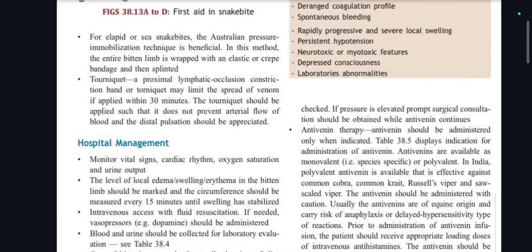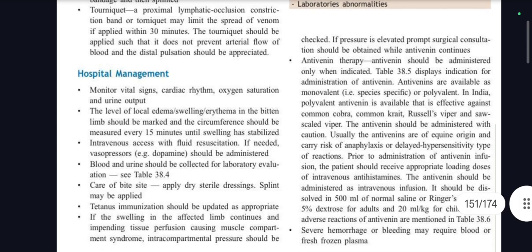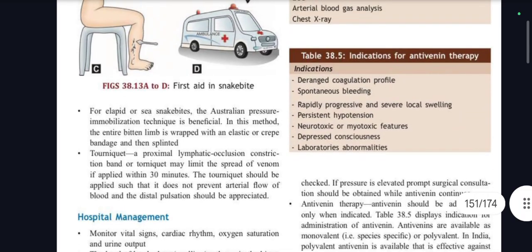So antivenom therapy: antivenom should be administered only when indicated. Table 38.5 displays the indication for administration of antivenom. So in what terms are we going to prescribe antivenom? Deranged coagulation profile, spontaneous bleeding, rapidly progressive and severe local swelling, persistent hypotension, neurotoxic or myotoxic features, depressed consciousness and lab abnormalities. If in any of these indications, you are going to prescribe the antivenom therapy.